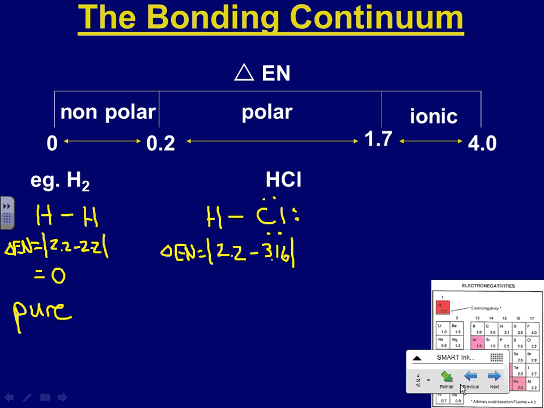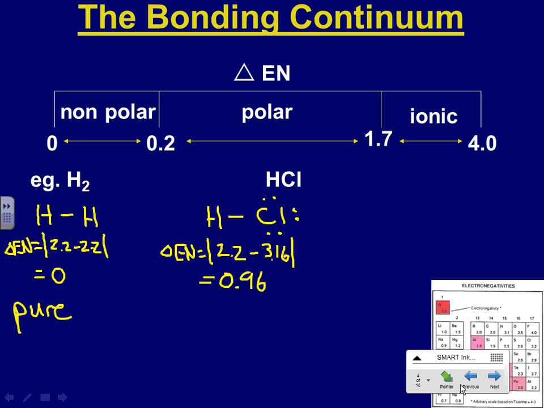3.16. Notice if I did 2.2 minus 3.16 in my calculator, I'm going to get a negative number. The absolute value says, don't worry about the negative. We just want to know the size of that thing. I'm not doing that in my head. What do we get? 0.96. Notice the difference in electronegativity falls in the range of 0.2 to 1.7. This would be described as a polar covalent bond. It would be unequal sharing.